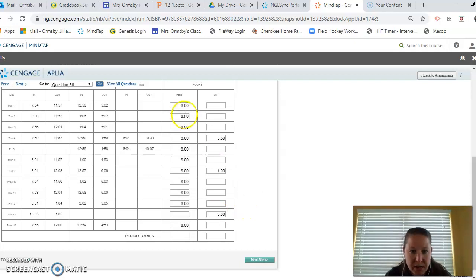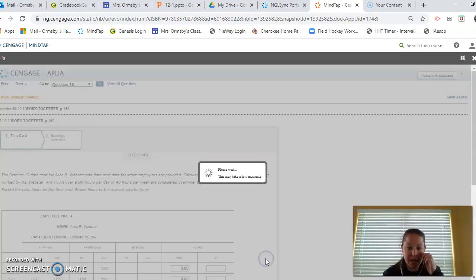So then what we're going to do is add up all of the regular hours for this week. So we have how many 8-hour work days? 1, 2, 3, 4, 5, 6, 7, 8, 9, 10, 11. So that would be 88 regular hours. And then this would be 3.5, 4.5, 7.5 overtime hours. Then we'll move on to the next step.